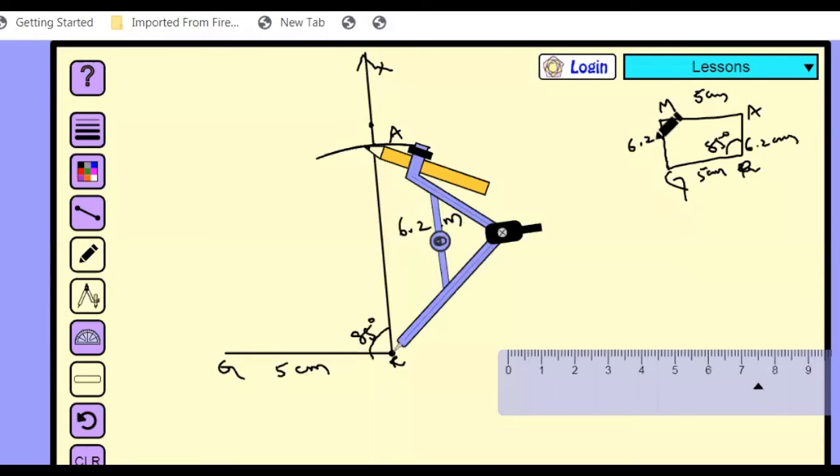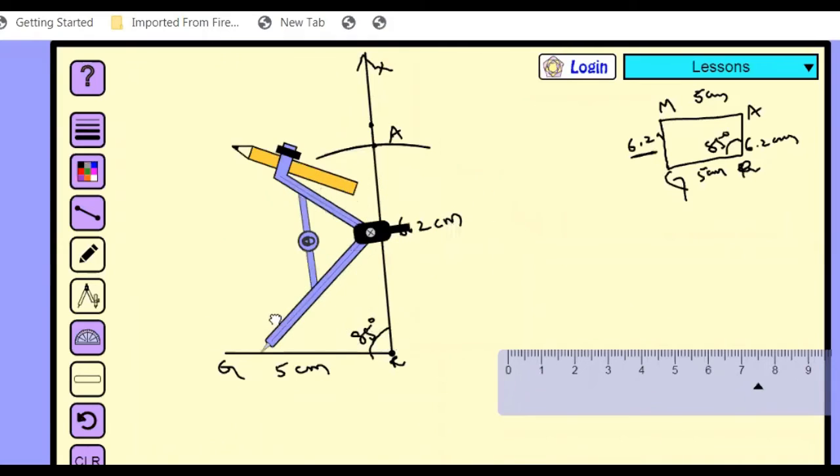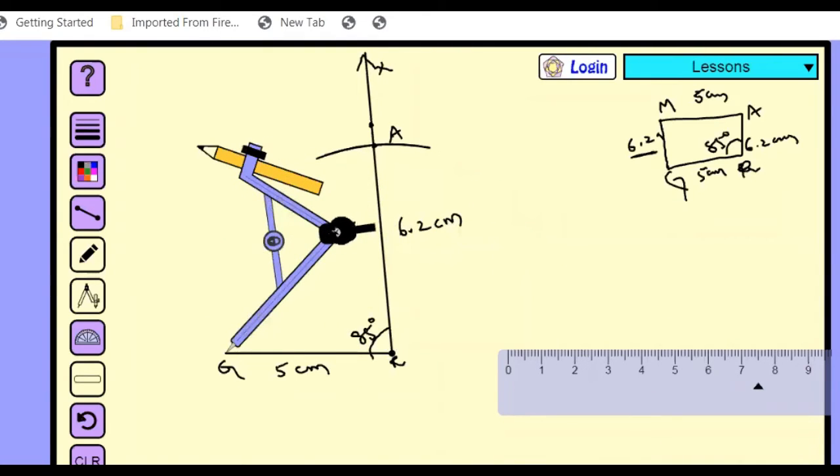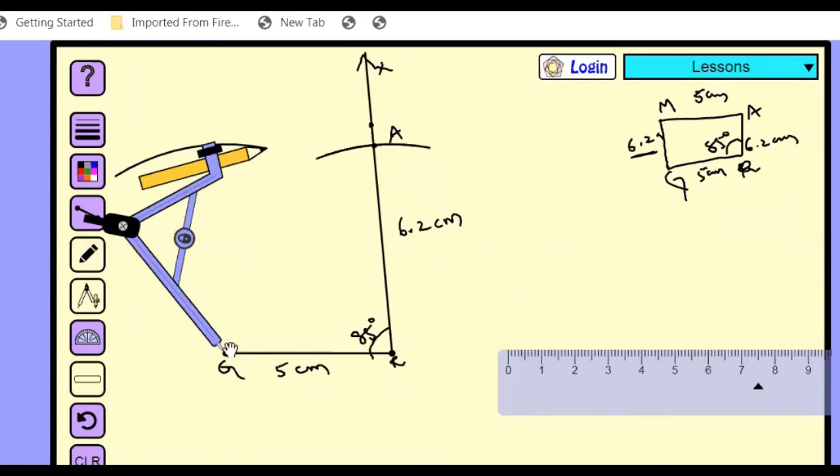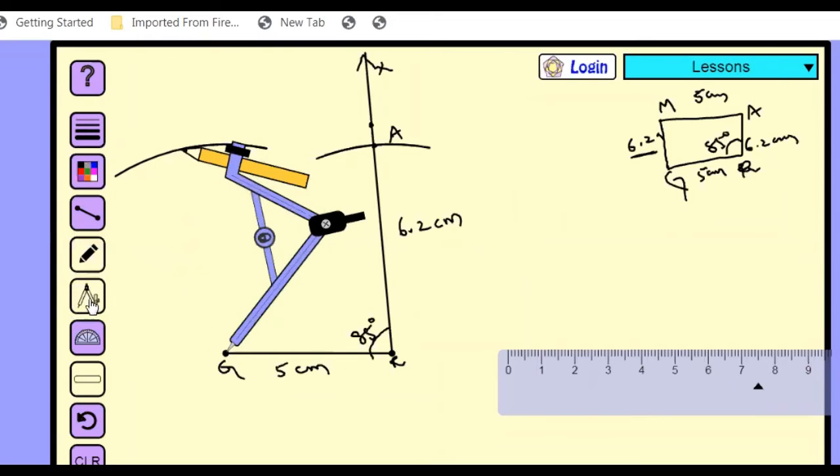Now G to M we have 6.2 centimeters. So with the same radius, with G as the center, now draw an arc here. Use the same radius because G to M and R to A are both 6.2 centimeters, so no need to change the radius of the compass now. Now next, we are going to locate the point M here.